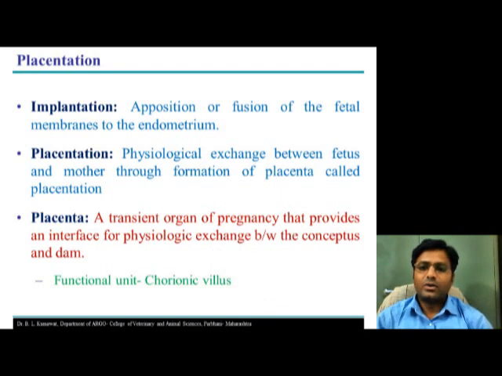Based on the distribution pattern of these chorionic villi, the placenta is categorized into various types among different species. There are some other criteria of classification of placenta among domestic animals. So we will talk about the types of placenta in different species in our next lecture.